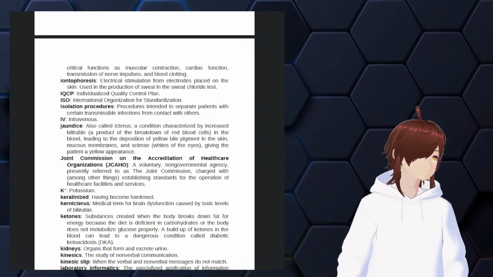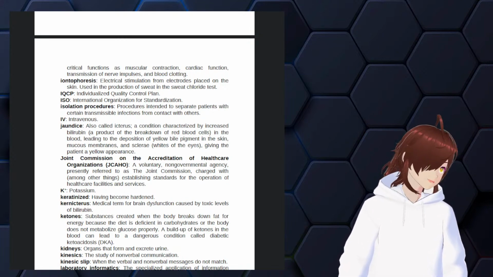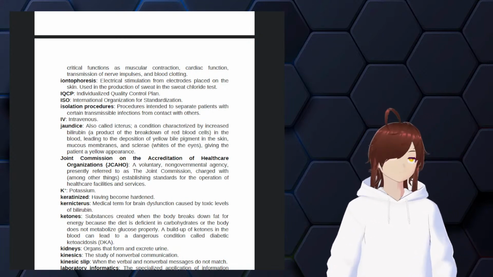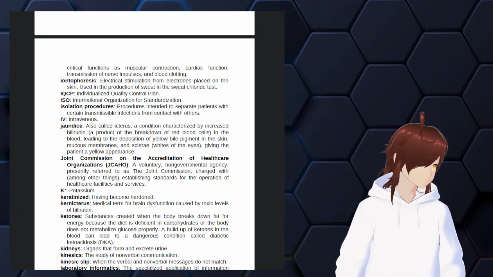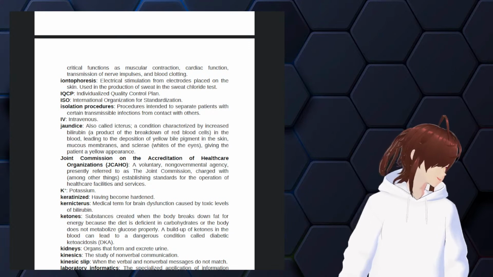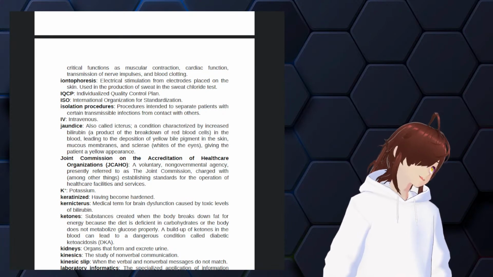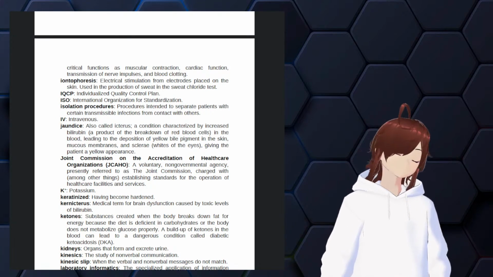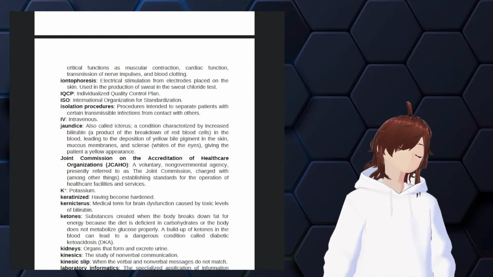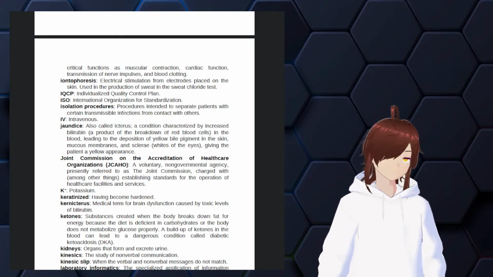IQCP, Individualized Quality Control Plan. ISO, International Organization for Standardization. Isolation procedures, procedures intended to separate patients with certain transmissible infections from contact with others. IV, intravenous. Jaundice, also called icterus, a condition characterized by increased bilirubin, a product of the breakdown of red blood cells in the blood, leading to the deposition of yellow bile pigment in the skin, mucous membranes, and sclerae, whites of the eyes, giving the patient a yellow appearance.